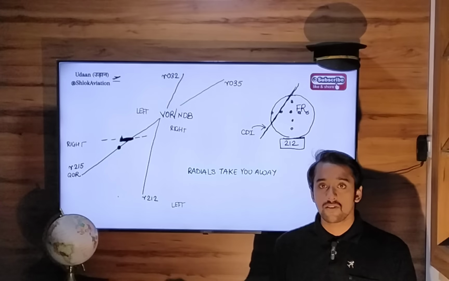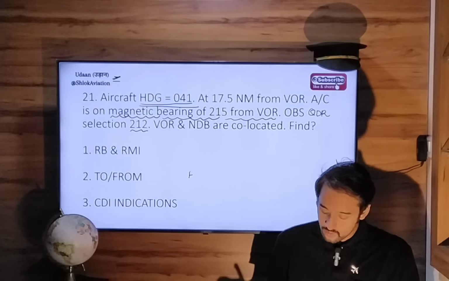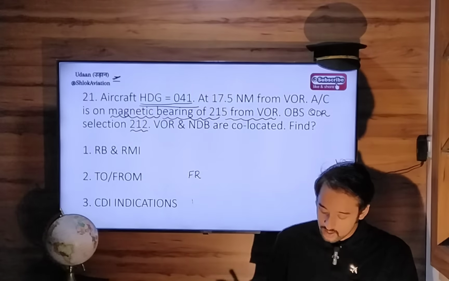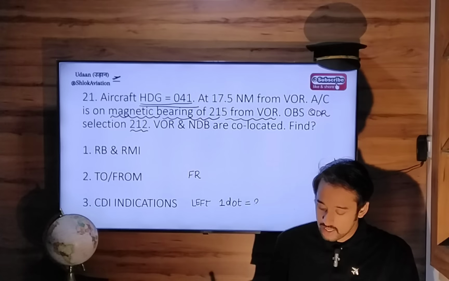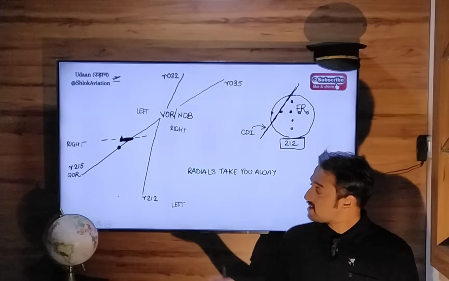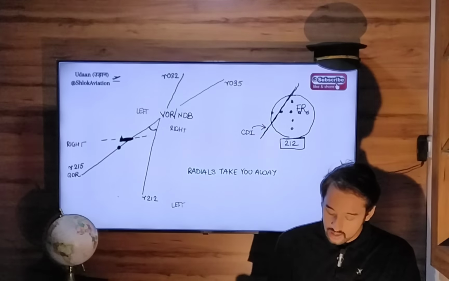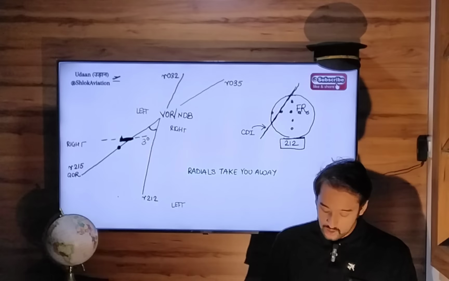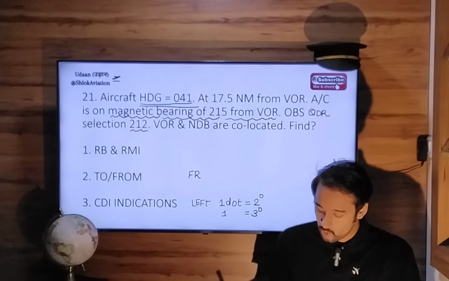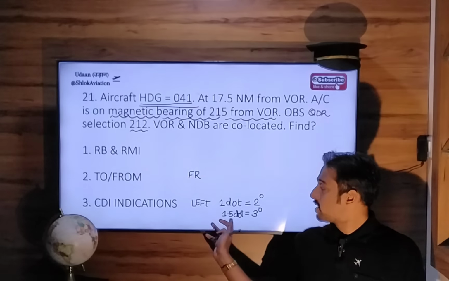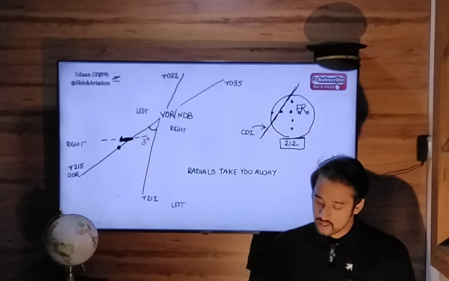The To/From indication will show From. So this is the answer to the question: To/From shows From, and the CDI needle will move left. Now how many dots left? One dot equals 2 degrees in the case of VOR. The angular difference between 215 and 212 is 3 degrees. So one dot is 2 degrees, and 3 degrees will be equal to 1.5 dots. So the CDI needle will move 1.5 dots to the left.